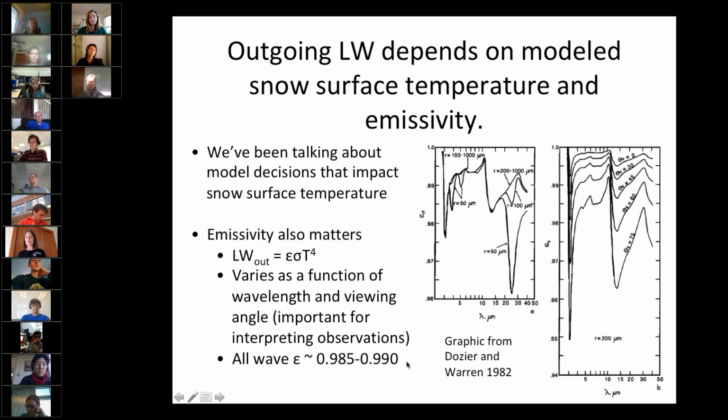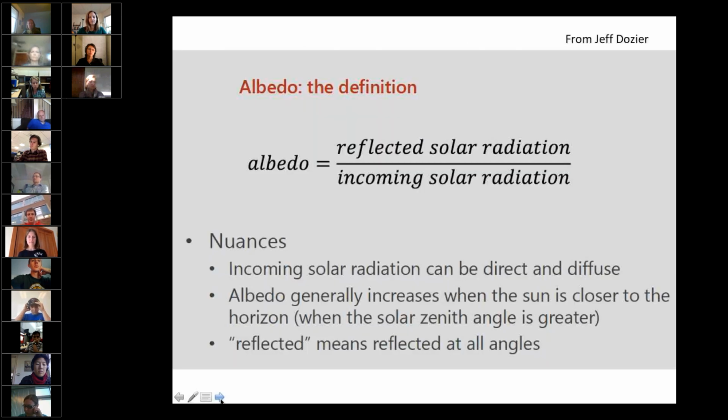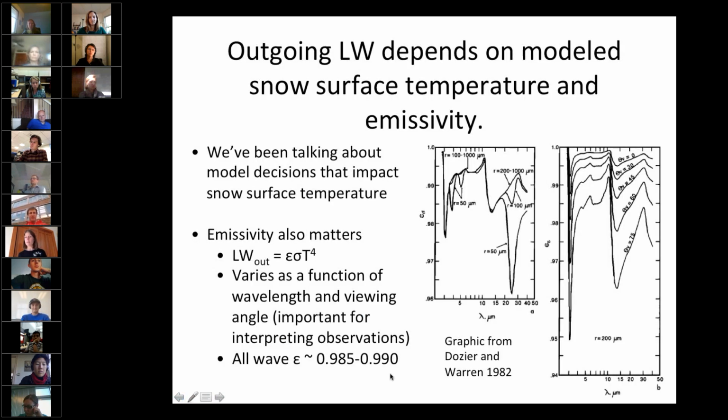So all wave emissivity for snow is pretty high. So emissivity will matter more for things other than snow. But you should not put it as exactly 1 in your model. It's another thing you see a lot of people will just say emissivity is 1. It actually should be close to 0.99.